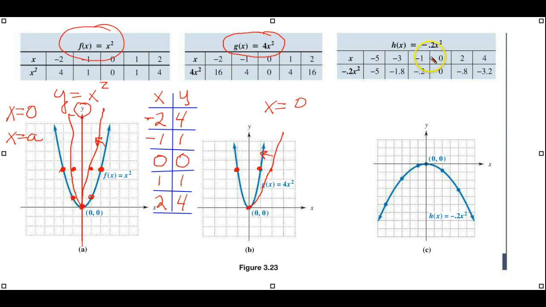Now, let's take a look at our next one here, and the obvious difference is that we have, again, this could be y is equal to a negative value. So again, when we plot these points, instead of all of these being positive as we see over here, all of these are negative.